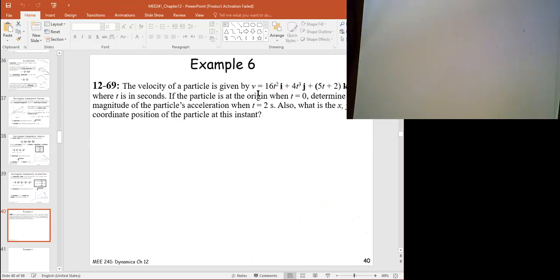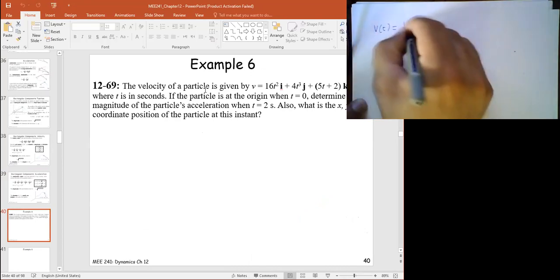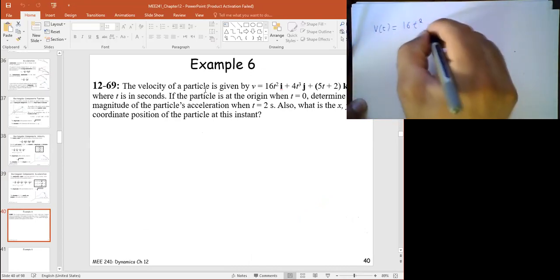Example 6. We have the velocity of a particle given to you as, so v as a function of time is equal to 16t squared.